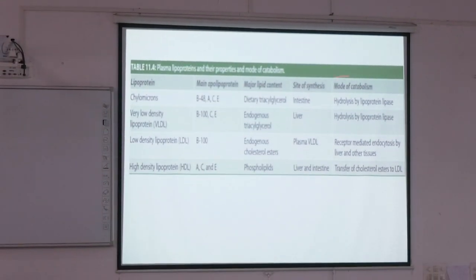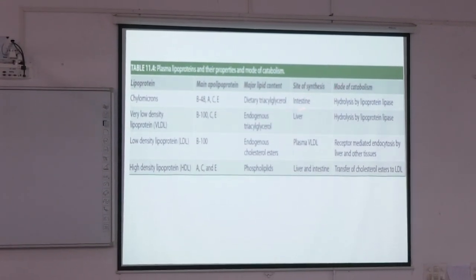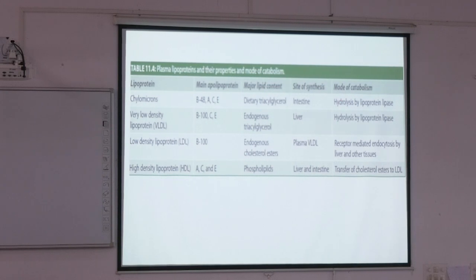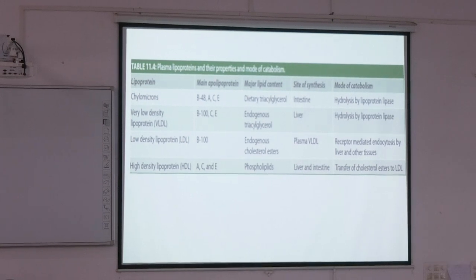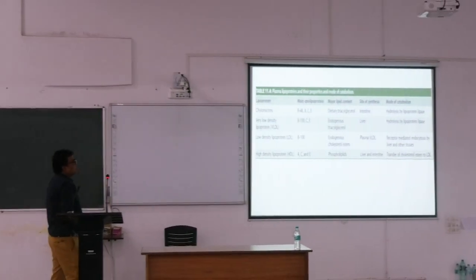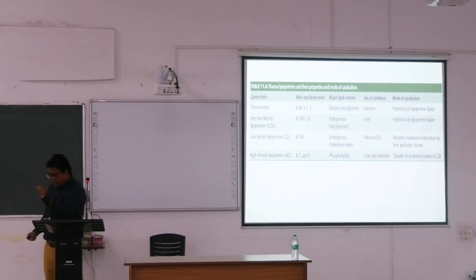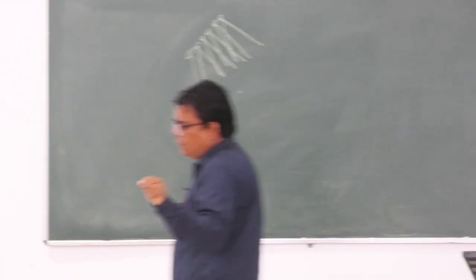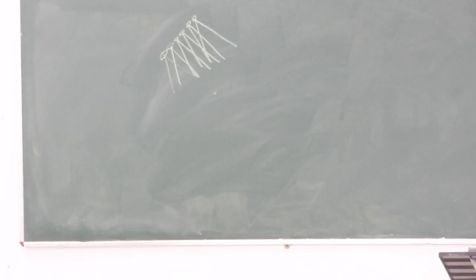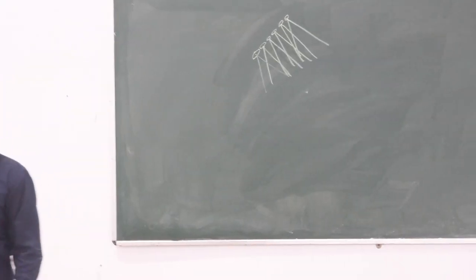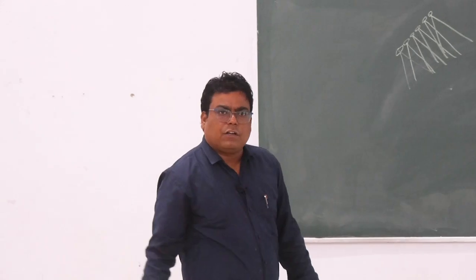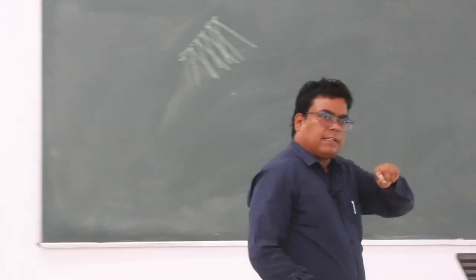Major lipid content is dietary triglycerides. Site of synthesis: it is synthesized in the intestines. Students, very important, where is it synthesized? In the intestines, and it is hydrolyzed by lipoprotein lipase. These are the enzymes which hydrolyze chylomicron molecules. Chylomicron is helpful for the transportation of dietary triglycerides.